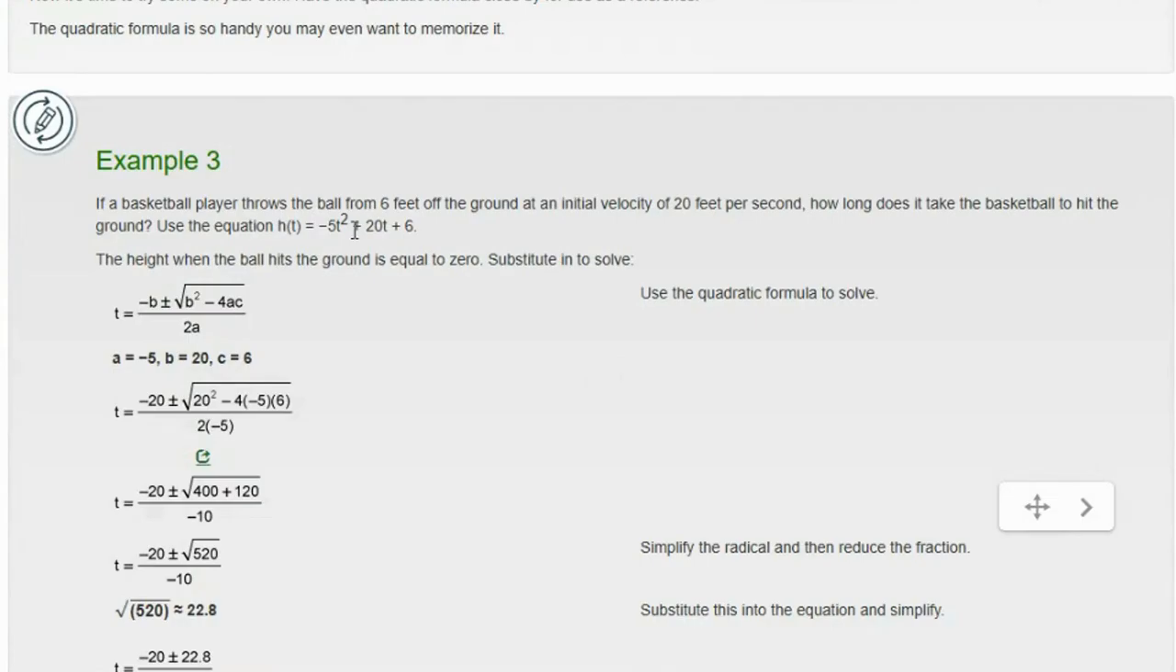So a basketball player throws the ball from 6 feet off the ground at an initial velocity of 20 feet per second. How long does it take to hit the ground? Negative 5t squared plus 20t plus 6 is the equation that the ball uses. So this is a good one to use. Let's try this, and then we're going to go to the next lesson here in just a moment. But we need to give us a good example. The height of the ball based on t is negative 5t squared, because you'll see quadratics used a lot in real world situations such as this.